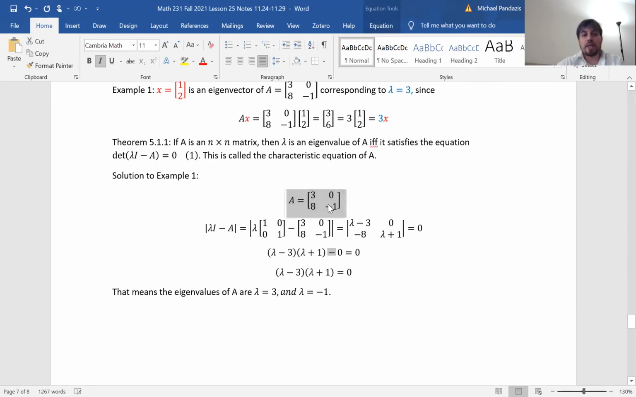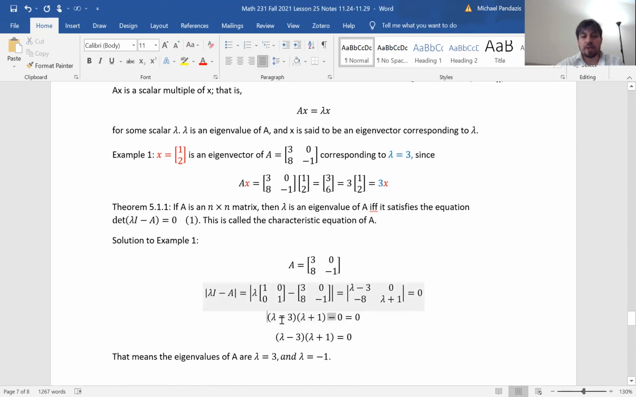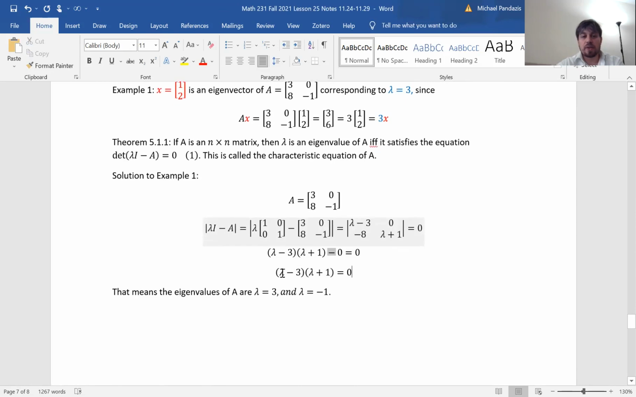Okay, so here's A. The determinant of lambda I minus A is the determinant of this matrix. You set it equal to 0. That's the determinant of lambda I minus A equals 0. It's called the characteristic equation of A. Solve for lambda. So you compute the determinant on the left side, which is lambda minus 3 times lambda plus 1, set equal to 0. The only two values of lambda that make that equation hold are lambda equals 3 and lambda equals minus 1.